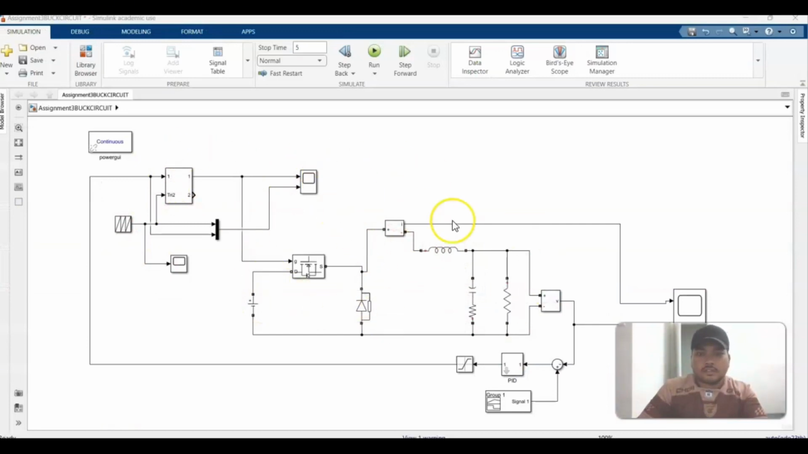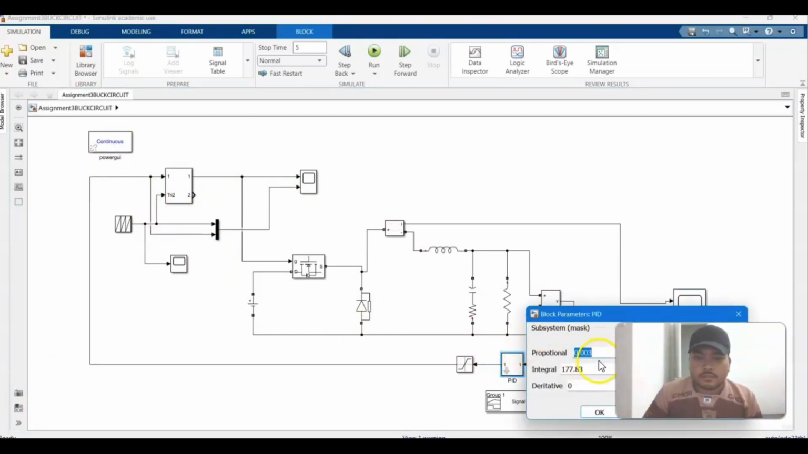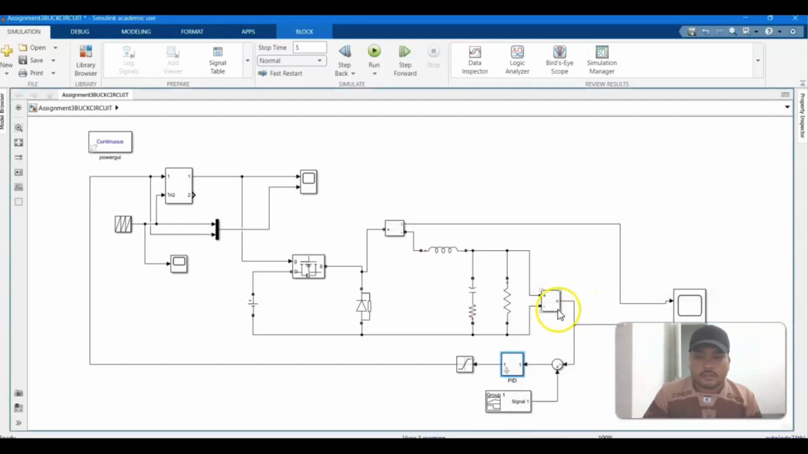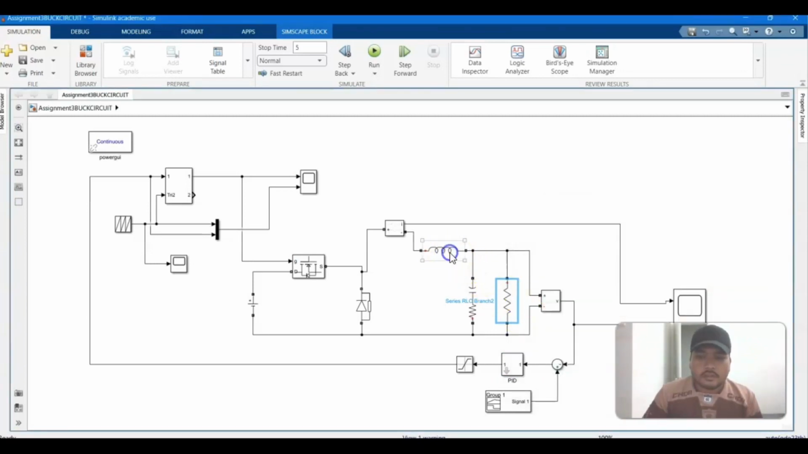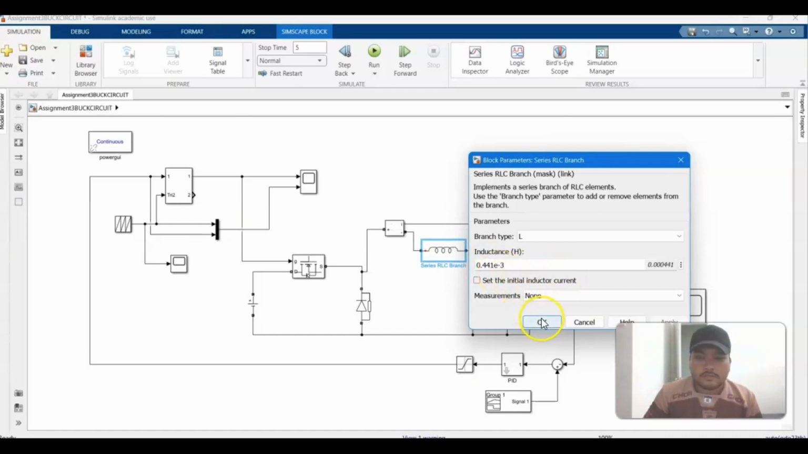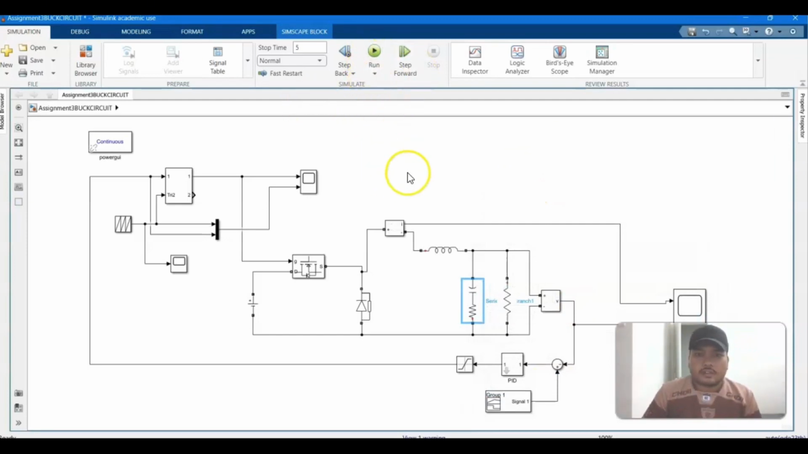Okay, this is the circuit of the buck controller. This is the design of the buck controller circuit. Double click at PID, we put 0.03 at proportional, integral 177.80. Okay. Resistor is 6 ohm. Inductor is 0.441 milli. RC is 0.5. Capacitor is 2.78 micro. Alright, then we run the program.